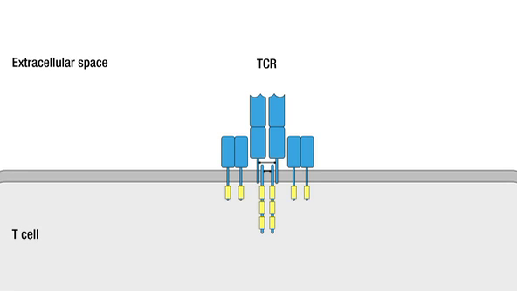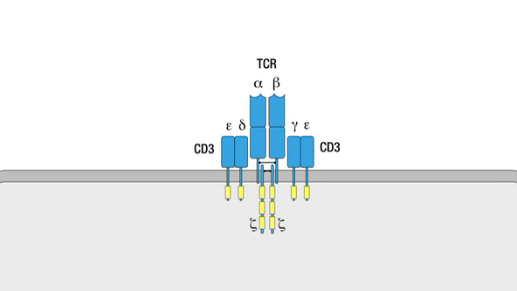The T cell receptor is a complex of antigen-specific alpha and beta chains associated in the membrane with CD3 gamma, delta, epsilon, and zeta chains. Each of the CD3 chains has at least one copy of a signaling motif, the immunoreceptor tyrosine-based activation motif, or ITAM, in its cytoplasmic domain.